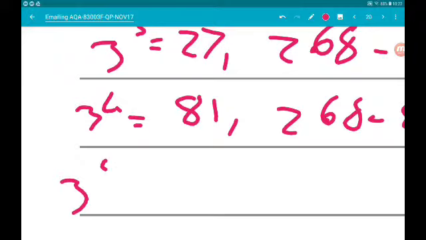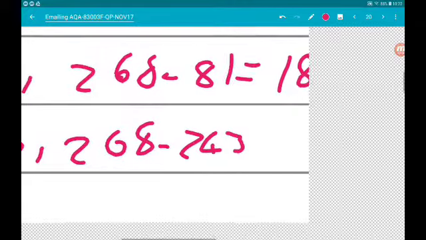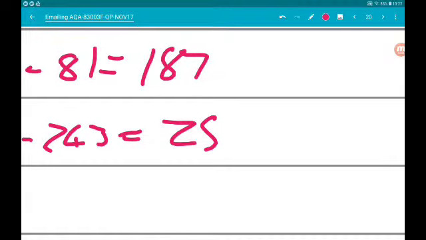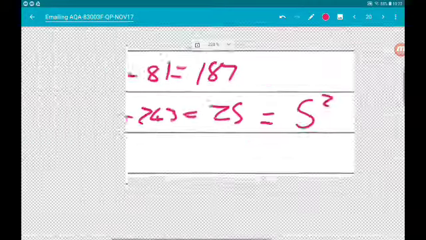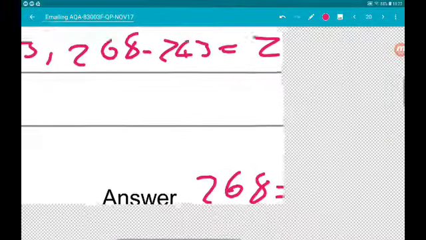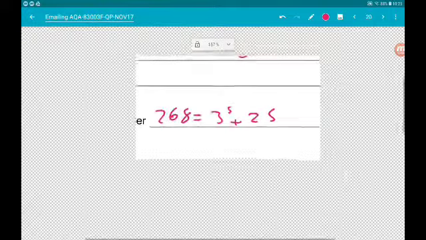3 to the power 5 is 243. And then 268 minus 243 gives us 25. Now 25 is 5 squared. So it is a square number. So 268 is equal to 3 to the power of 5, so our power of 3, add 25, our square number. Cool.